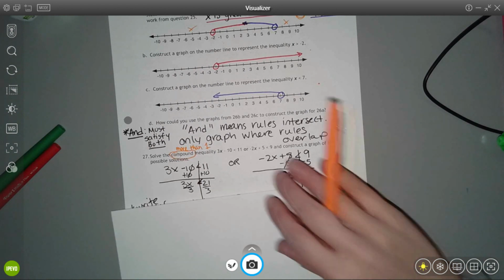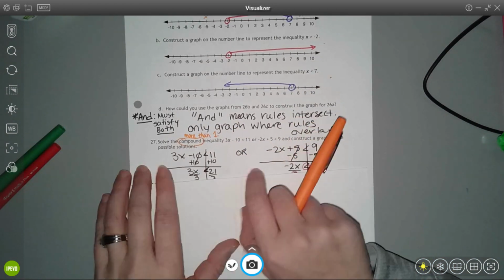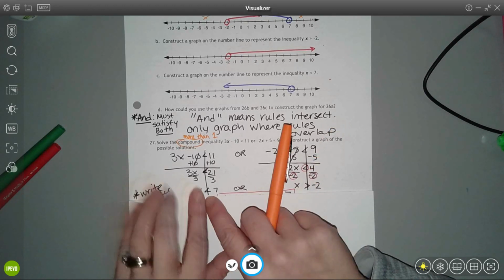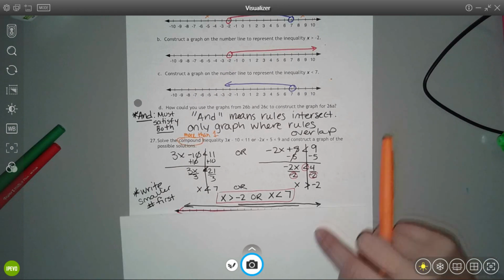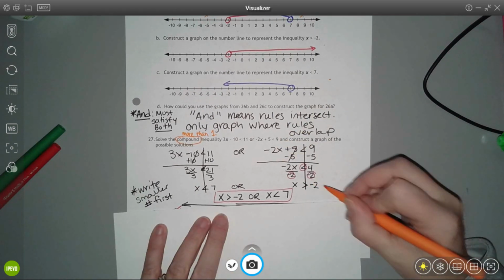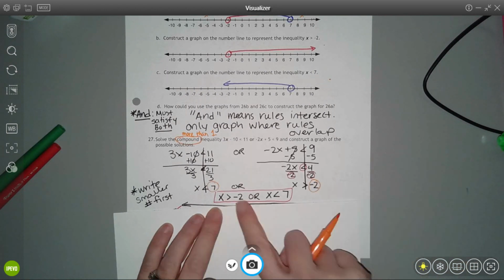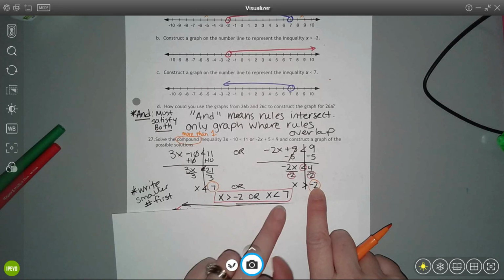So what I did here, guys, is I solved this one to get that X is less than 7, and I solved this one to get that X is greater than -2. Okay, we write them with the smaller one first because -2 is smaller than 7. I'm going to write that one first. We said X has to be greater than -2 and X has to be less than 7.